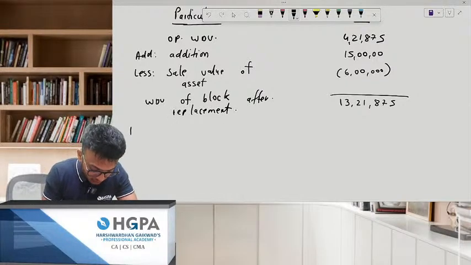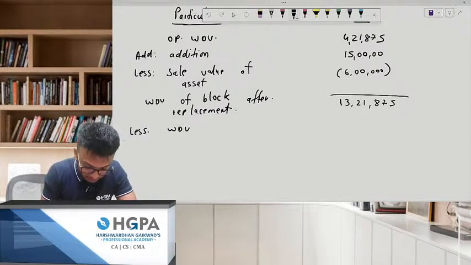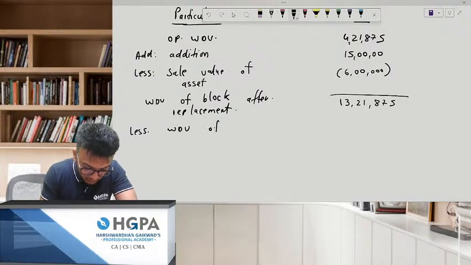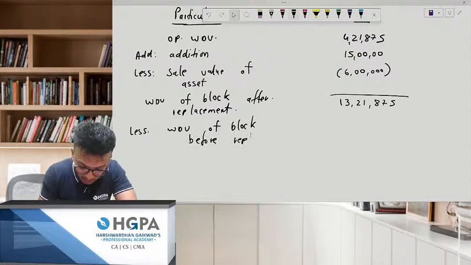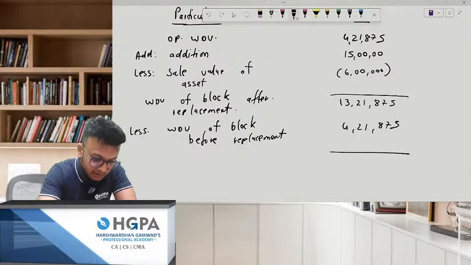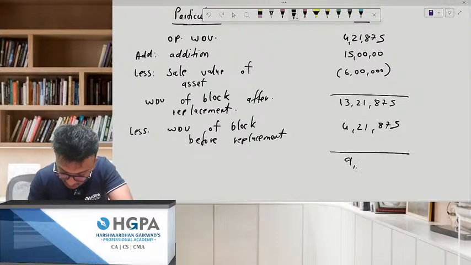Now you have to do one more thing. You have to less the WDV of block before replacement, because we have to do incremental, no? How much was the WDV? Please tell me, because it is obviously new minus old. It was 4 lakh 21,875, and now you will get 9 lakh. This is your final answer.